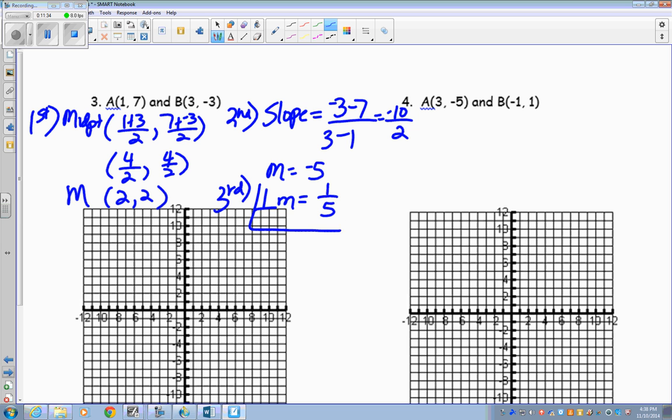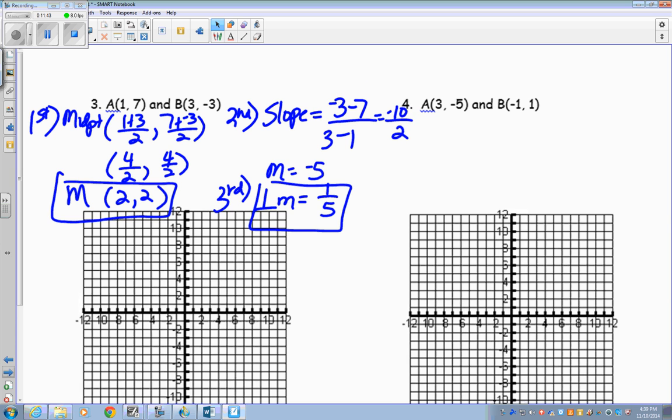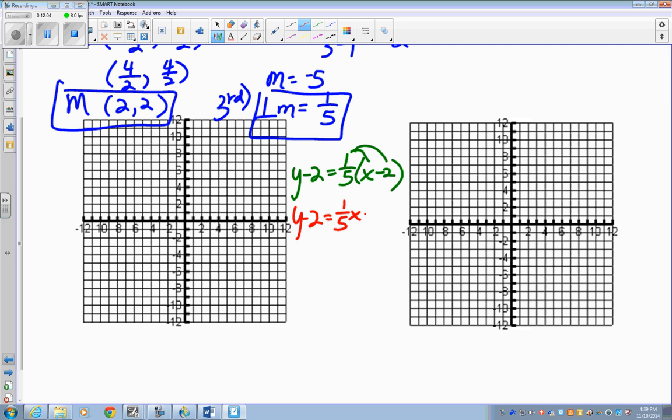So we're going to focus on the perpendicular slope and the midpoint, and use that to plug it into point slope form. So over here, we'll say y minus 2 equals 1/5, parentheses, x minus 2. We're going to distribute and solve for y. So that'll be y minus 2 equals 1/5 x minus 2/5. And then we're going to add the 2.